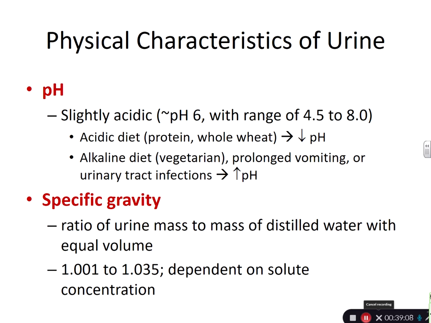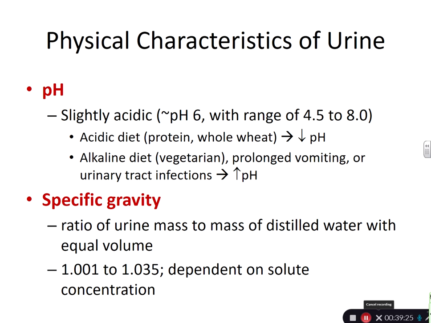The pH of your urine can be very, very wide. Normal pH is slightly acidic, so a pH of about 6. That would be if you have an acidic diet. So if you're eating a lot of red meats, a lot of proteins, a lot of whole wheat, your pH is going to be more acidic.